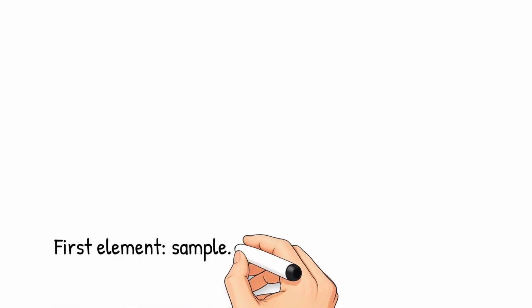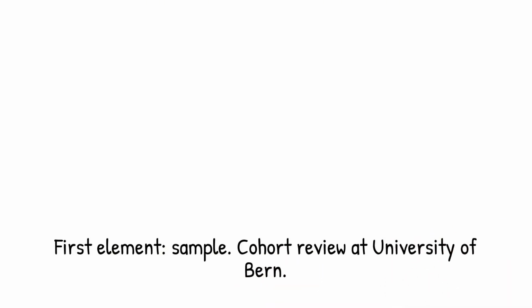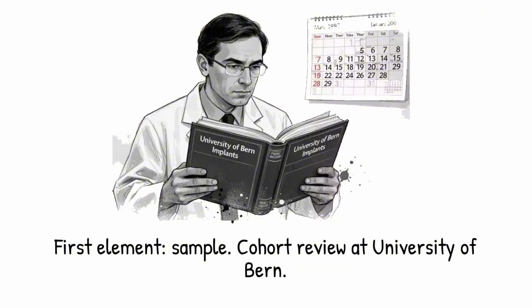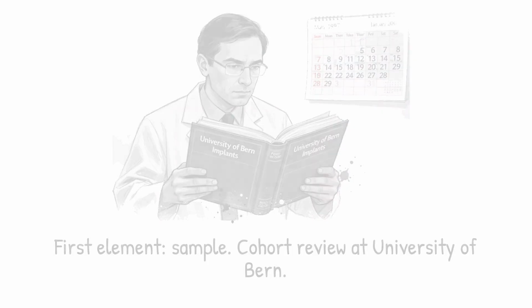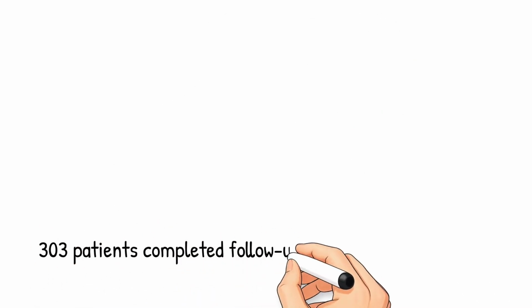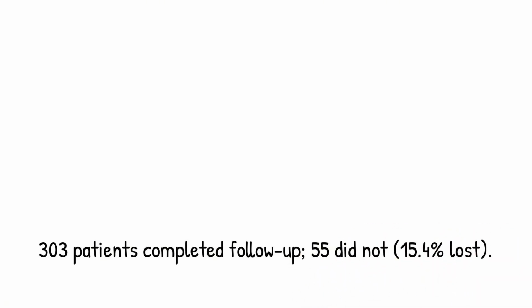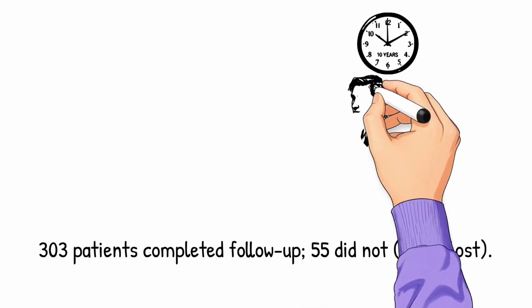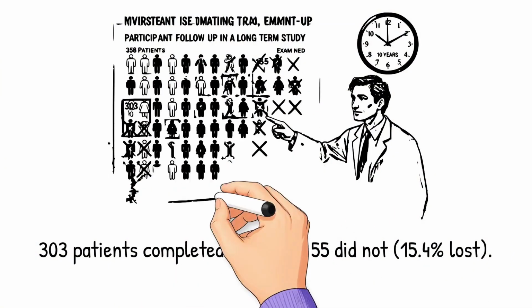This is where the toolkit becomes a habit. First, the study sample. The authors checked the records of all patients surgically treated with implants between May 1997 and January 2001 at 2 departments of the University of Bern. From those records, 358 patients met the eligibility criteria. All 358 were contacted. 303 completed the 10-year examination. 55 patients, 15.4%, did not.